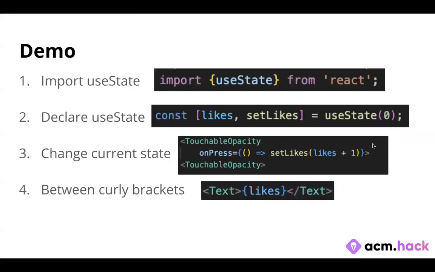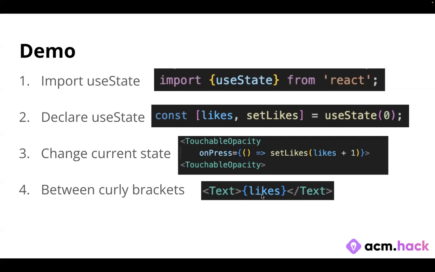Yeah. So I'll just be quickly demoing this likes count incrementer in our code. And these are the 4 steps. It's pretty simple. First, you want to import useState from React. And that just basically allows us to use the useState in our code. And then we want to declare it like we said, so we have a state that we can change. Then in order to actually change our current state, we have the touchable opacity button that James went over earlier. And on press, basically when this button is pressed, we call the setLikes function to change the state that we have. And lastly, we just show our likes state in our code.